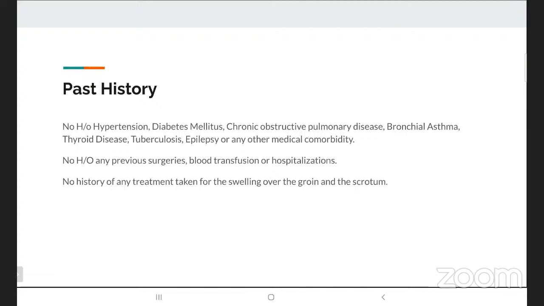My patient had no history of hypertension, diabetes mellitus, chronic obstructive pulmonary disease, bronchial asthma, thyroid disease, tuberculosis, epilepsy, or any other medical comorbidity. He had no history of previous surgeries, blood transfusions, or hospitalizations, and had taken no treatment for the swelling over the groin and scrotum.